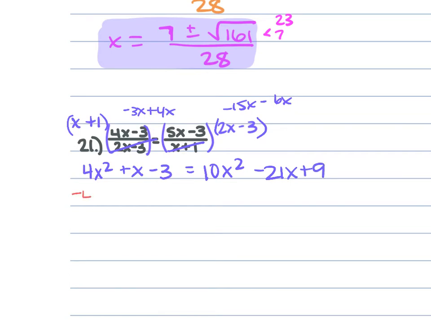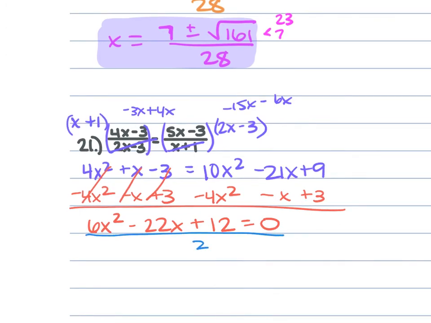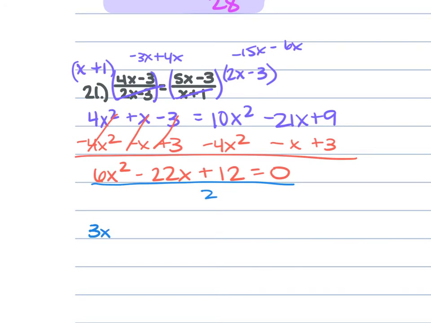I'm going to move the 4x squared over by subtracting it, which means I'm also going to move the x and the 3. So subtract the x, add the 3, set this all equal to 0. So 10x squared minus 4x squared is 6x squared. The negative 21x minus x is negative 22x, and 9 plus 3 is 12. These are all divisible by 2, so I'm going to divide everything by 2 to make this a little bit easier for myself. So I have 3x squared minus 11x plus 6 is equal to 0.